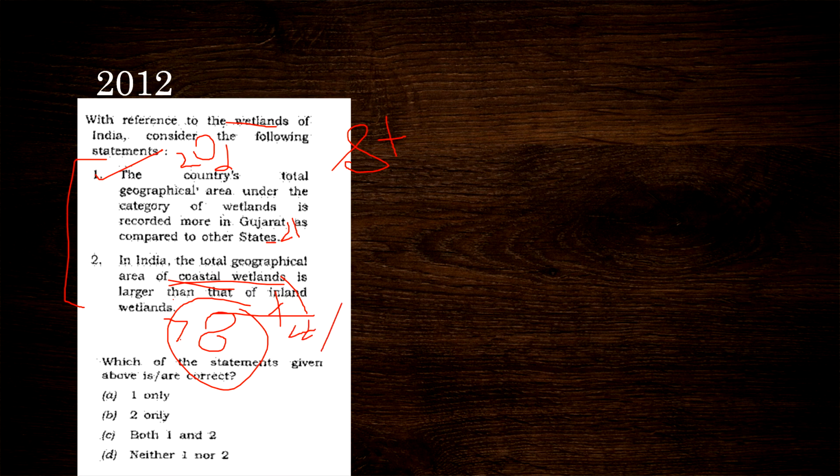We will have more facts like the percentage of the states covered by the wetlands. Here it has been asked about the geographical area, and there are certain states which have a higher percentage area. The largest wetland in India, the smallest Ramsar wetland in India. These facts have been covered on the Ministry of Environment and Forest website. So please go through them.